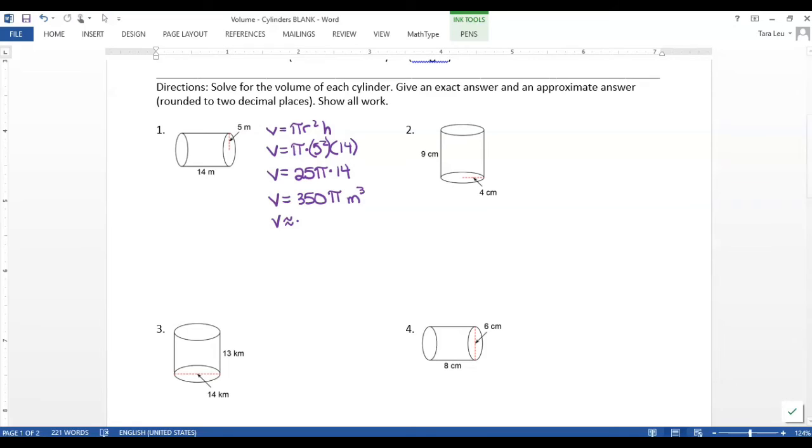Now, I'm not going to approximate pi. I'm not going to use 3.14. We actually want to use the pi button to get as accurate of an answer as possible. Okay, so the approximate answer is 1099.56 meters cubed. And that is the exact and approximate answer.